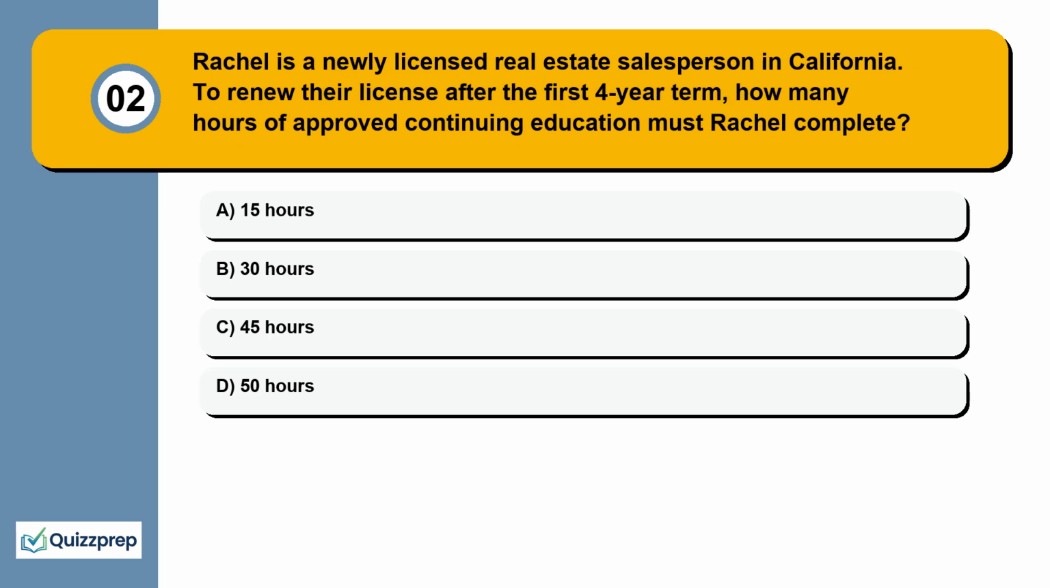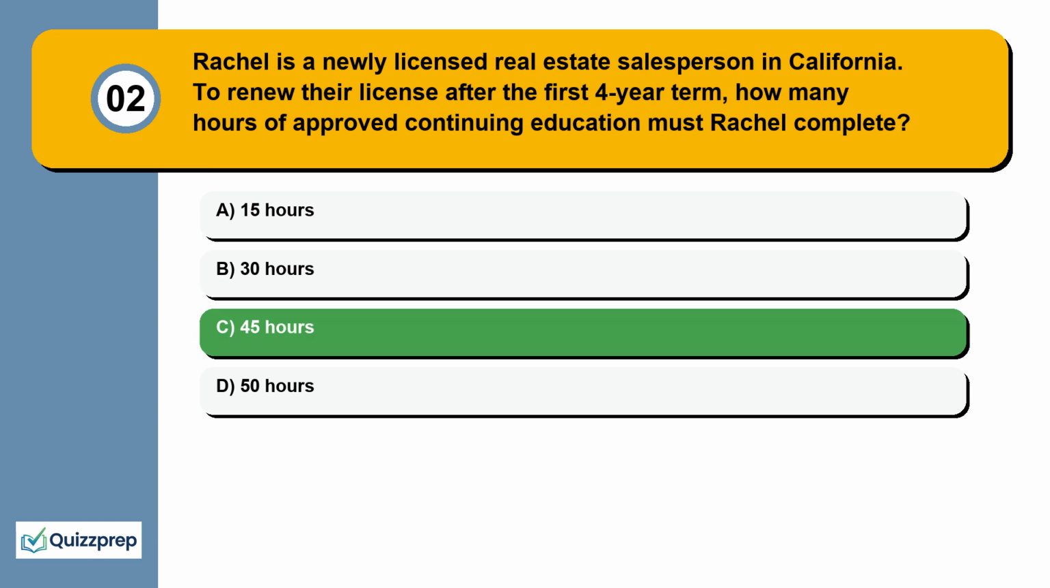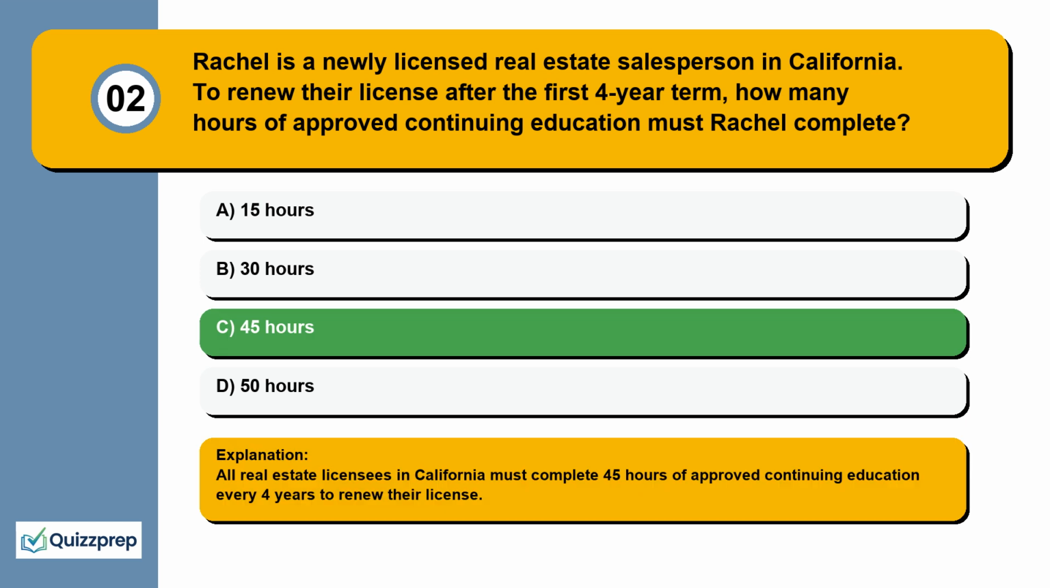Question 2. Rachel is a newly licensed real estate salesperson in California. To renew their license after the first 4-year term, how many hours of approved continuing education must Rachel complete? 15 hours, 30 hours, 45 hours, 50 hours. All real estate licensees in California must complete 45 hours of approved continuing education every 4 years to renew their license.